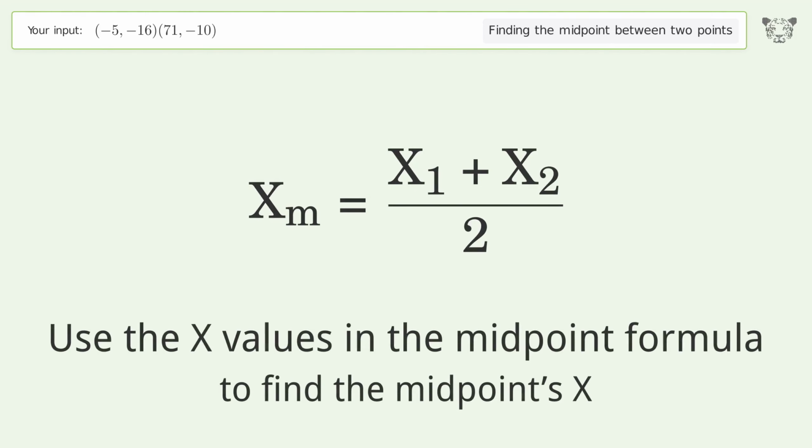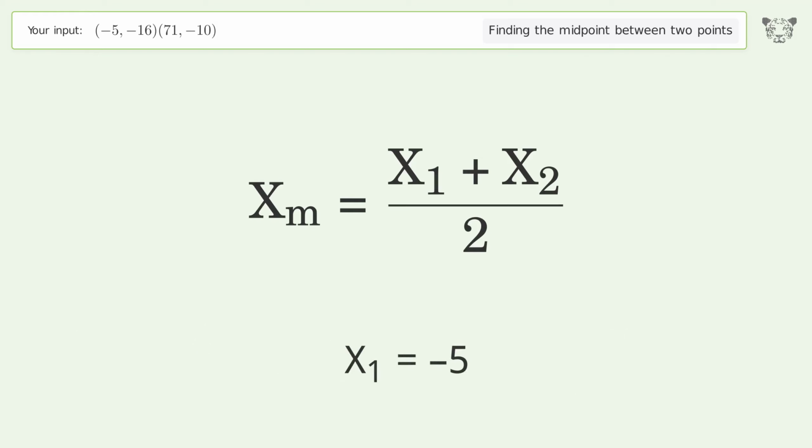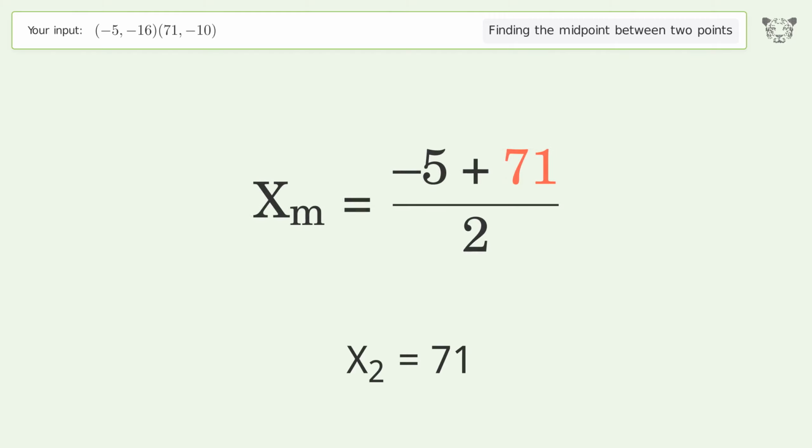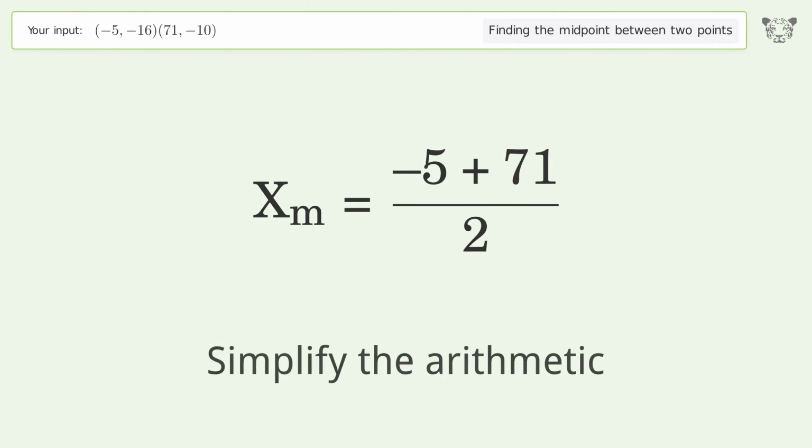Use the x values in the midpoint formula to find the midpoint's x. x1 equals -5, x2 equals 71. Simplify the arithmetic.